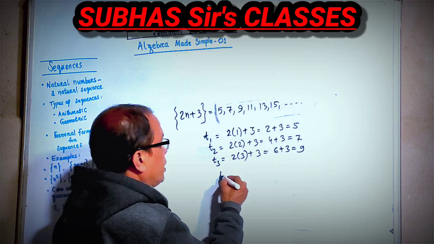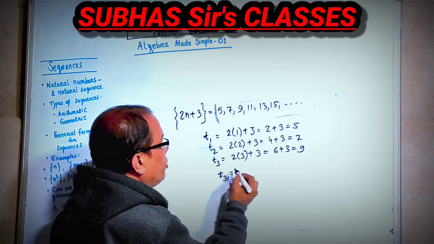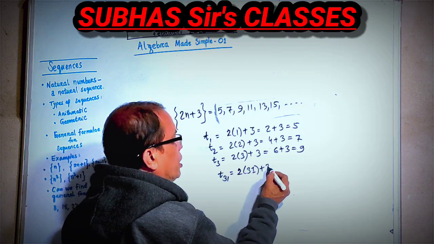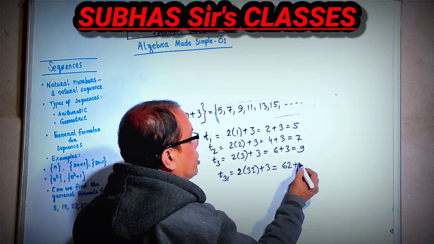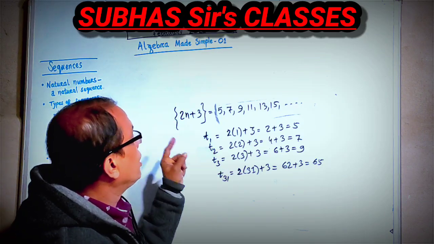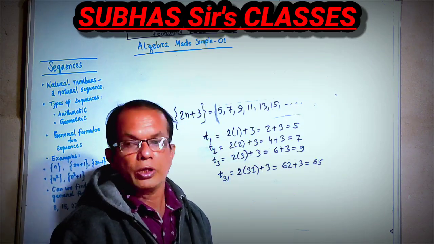If you are asked to find t31, how much will it be? It must be 2 into 31 plus 3. So 62 plus 3, which is 65. So this is a way in which you can find any term of a sequence.